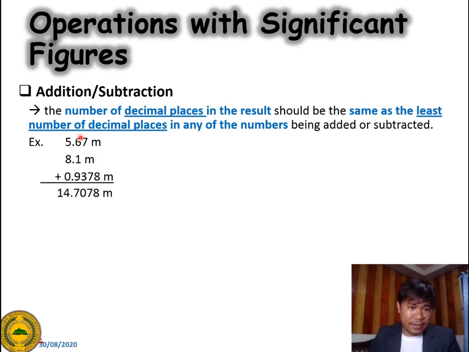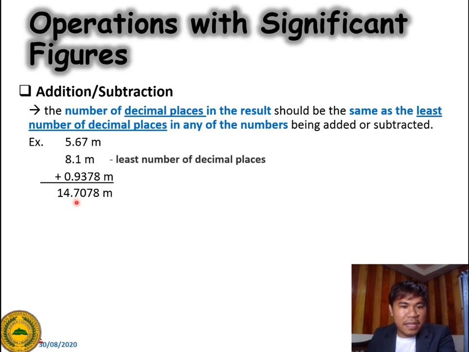So the rule is actually simple. All you have to do is write the sum by following the decimal places of the addend with the least number of decimal places. In this case, you have 8.1. This is the quantity that has the least number of decimal places. So, the answer would be, you need to rewrite this in terms of one decimal place. So that's actually 14.7 meters.